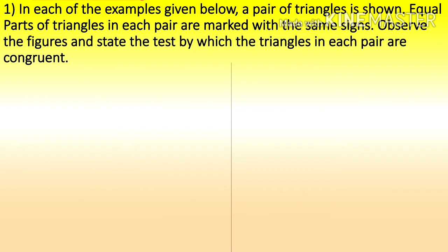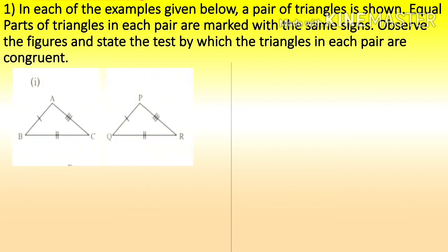question number 1. In each of the examples given below, a pair of triangles is shown. Equal parts of triangles in each pair are marked with the same sign. Observe the figures and state the test by which the triangles in each pair are congruent. The first figure is given. See the figure which is displayed on your screen.